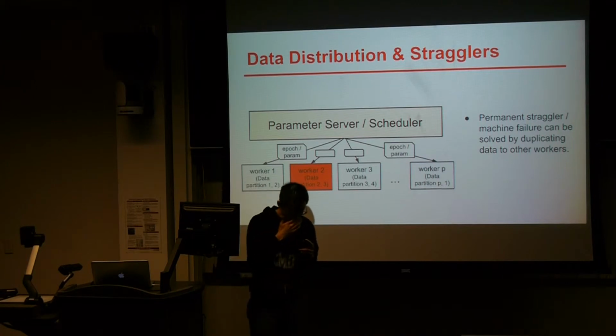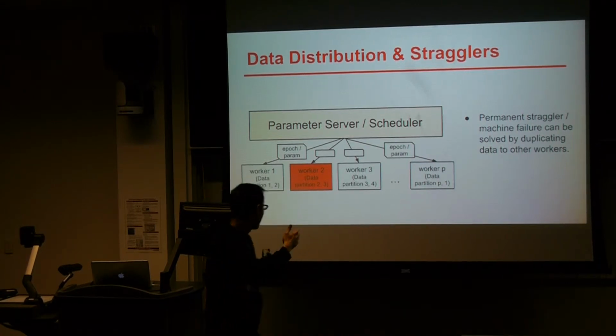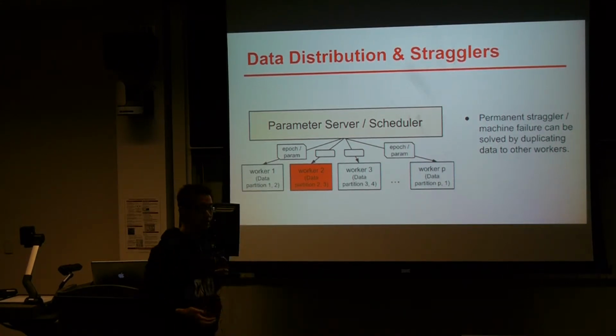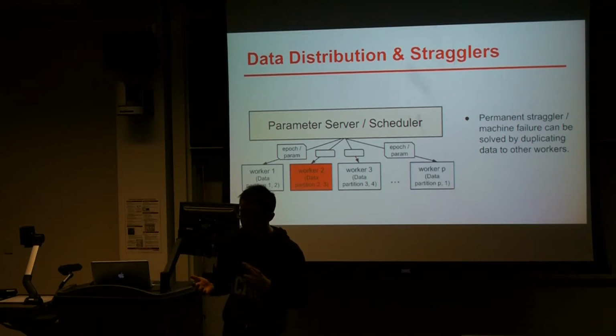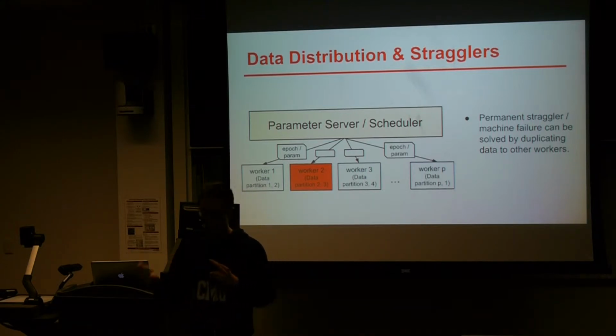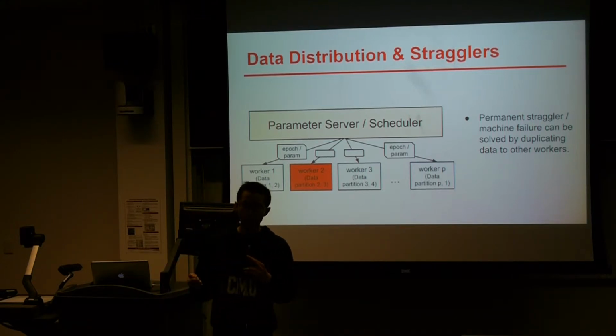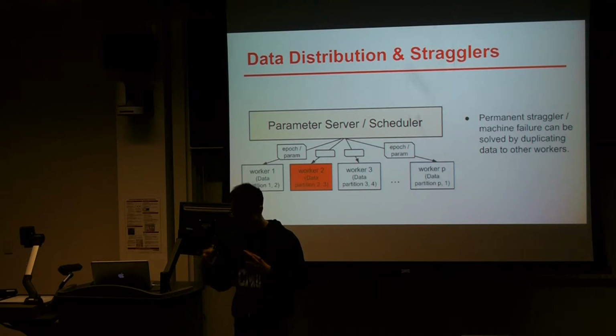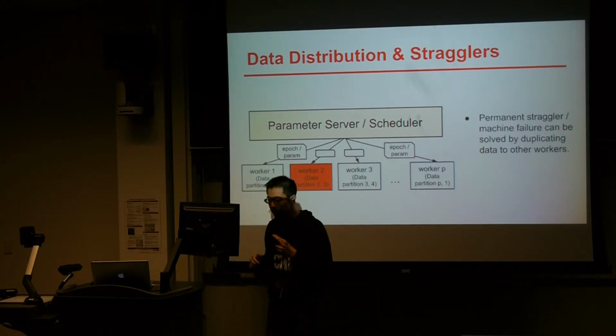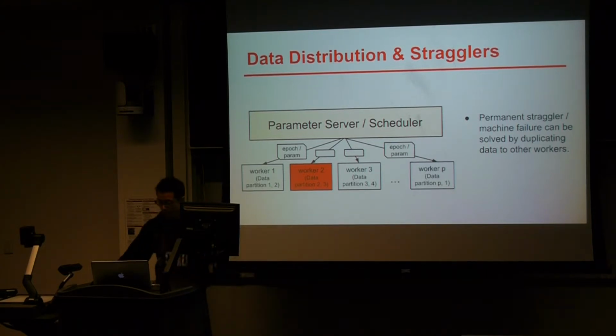And we can also do something more clever: you can duplicate the data. Suppose there's a straggler, then the other workers can help out because you just randomly pick the coordinates to optimize. So whichever worker picked those coordinates doesn't really matter. And that's the beauty of doing this synchronously.